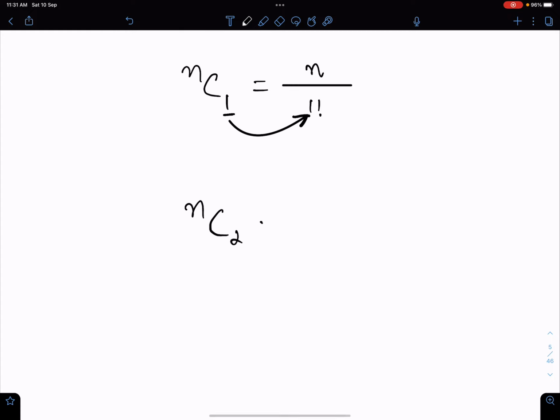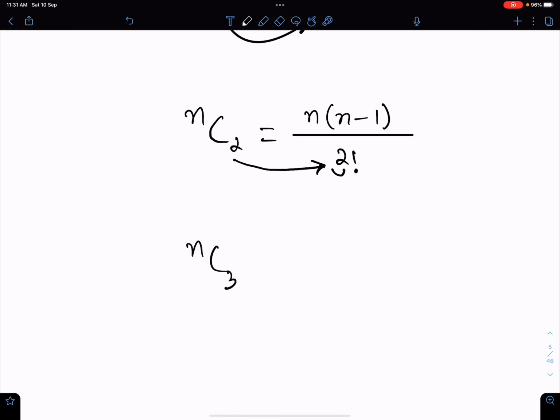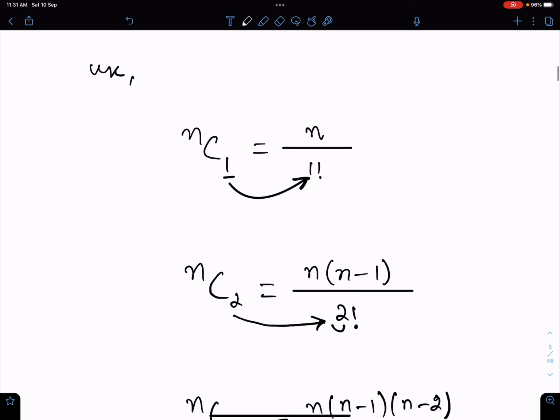If you need to simplify NC2, then you have to write 2 factorial here, factorial of this number. And since we have 2 here, we must have 2 terms in numerator in terms of n, and the value of n must be decreasing, n and n minus 1. The first value must be n, and the next should be n minus 1. If you have to simplify NC3, then it should be 3 factorial, and we must have 3 terms in numerator in terms of n, and n must be decreasing, and so on. You can also simplify NC4 in this way.